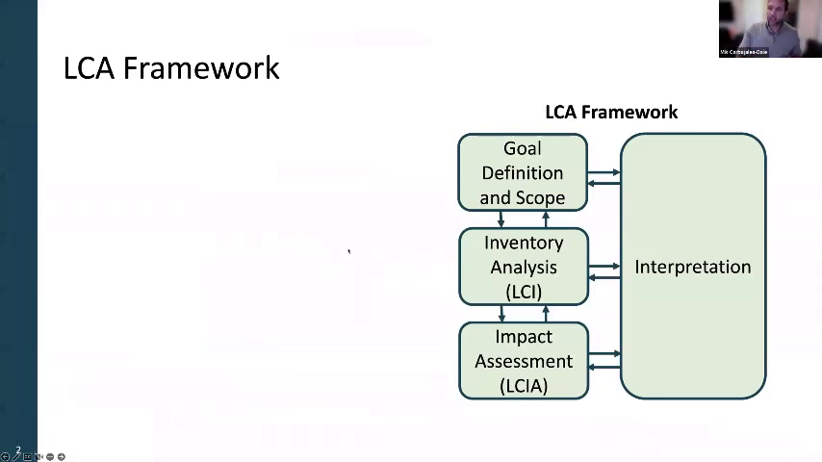Okay, so hopefully you are all familiar with the life cycle assessment framework as outlined by the International Standards Organization. The way that we organize our work is through that framework. So we think in terms of the issues of dealing with emerging technologies through goal and scope, through inventory analysis, through impact assessment, and then interpretation.